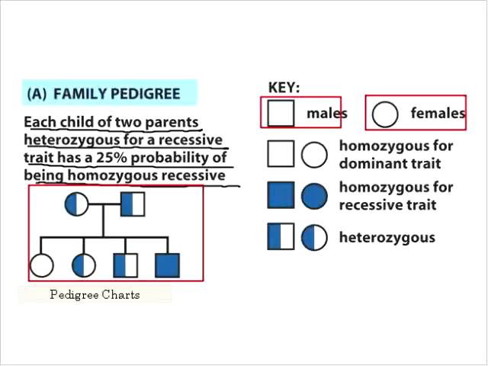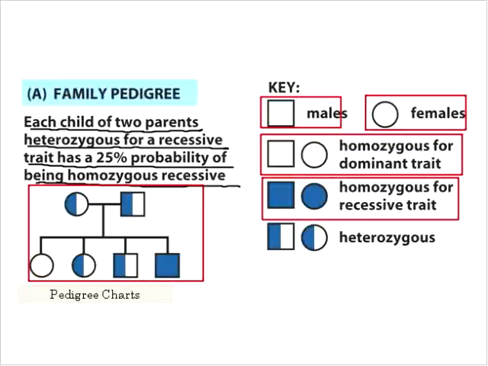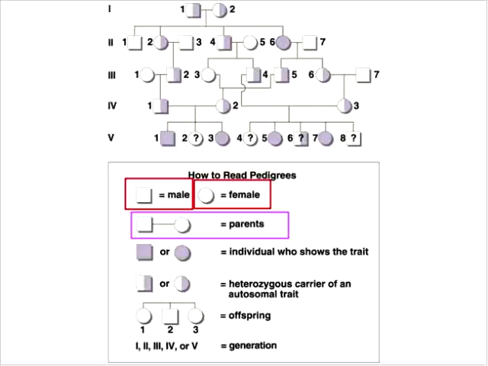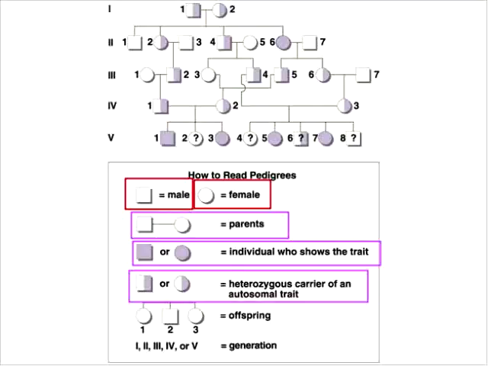Unshaded squares are homozygous for the dominant trait. Shaded, homozygous for recessive. Whereas half-shaded typically represent heterozygous or carriers for disorders. Males, squares; females, circles. Horizontal lines indicate parents. Shaded, showing the trait. Half-shaded, heterozygous for autosomal traits. Vertical lines indicate offspring, and of course, the generations are written in Roman numerals down the side.